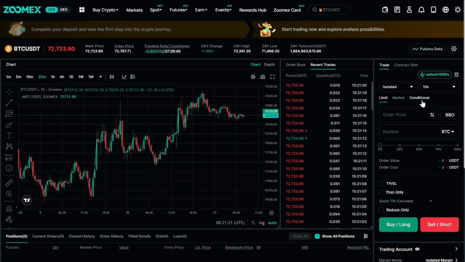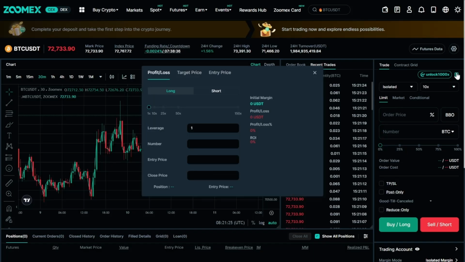Looking at the trading panel on Zoomex, on the top right here, we have this calculator icon. The calculator helps you estimate your trade before you place it, like how much profit you can make, where price needs to go, or what entry you should aim for. We are just going to look at the profit and loss calculator.